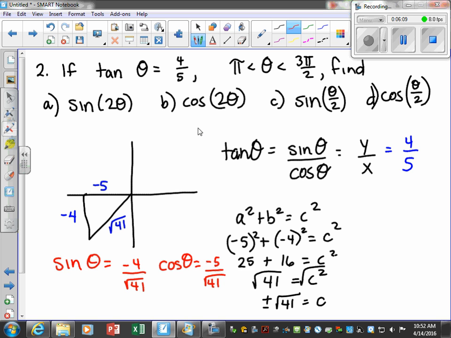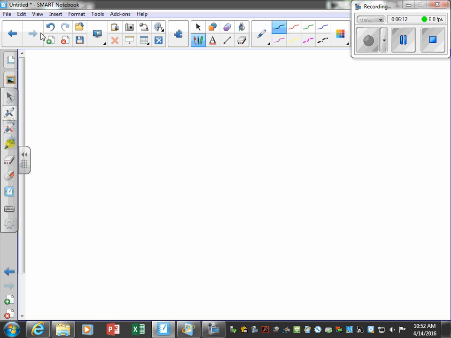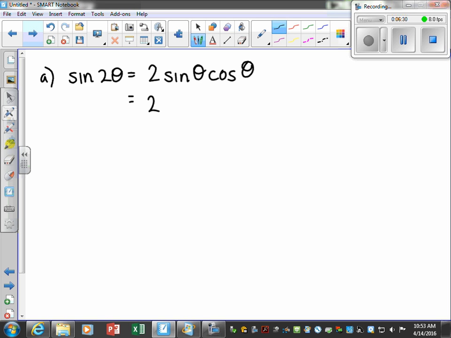So let's go work on the sine of 2 theta first. That's defined to be 2 times the sine of theta times the cosine of theta. From your formula sheet, you can pull that. Okay, so we have 2. We're going to plug in our values. What did we get on the previous page for the sine of theta? -4 over the square root of 41, I believe. And for cosine, we had -5 over the square root of 41.